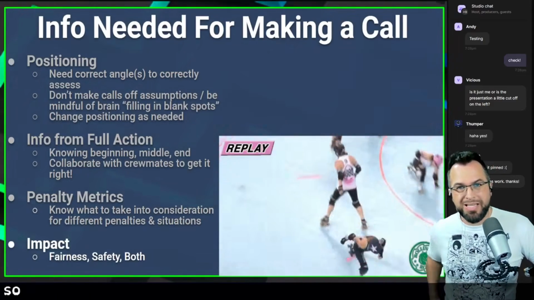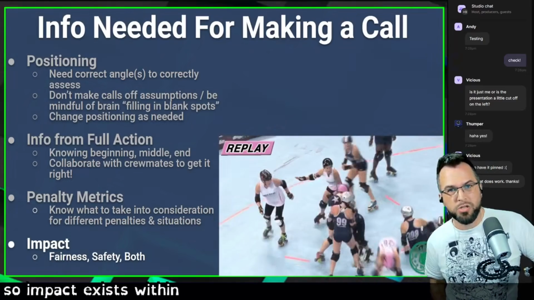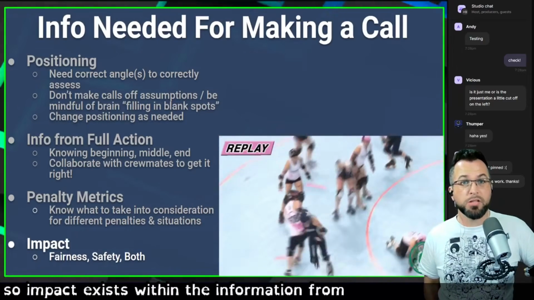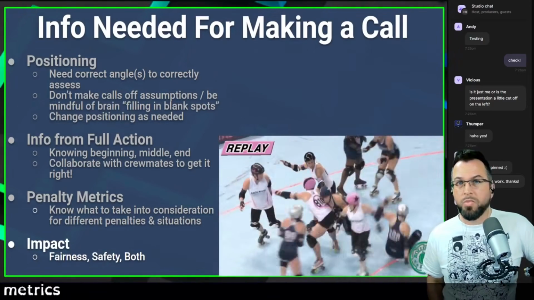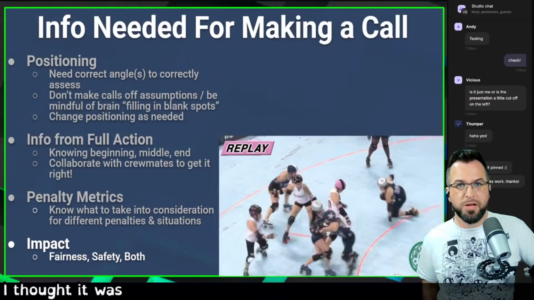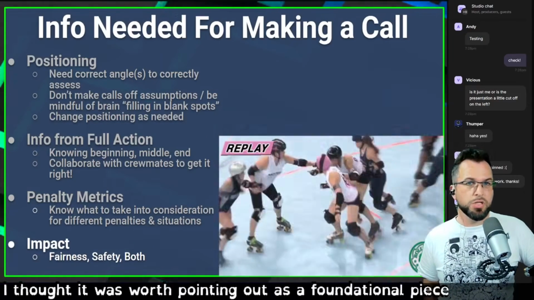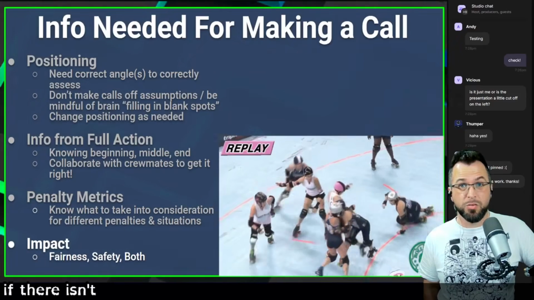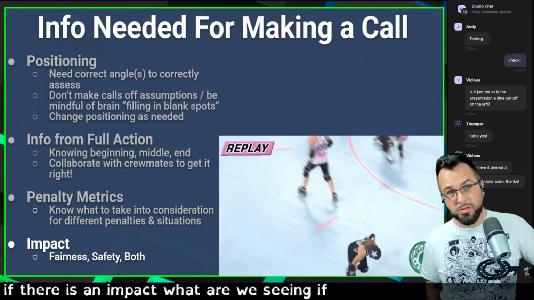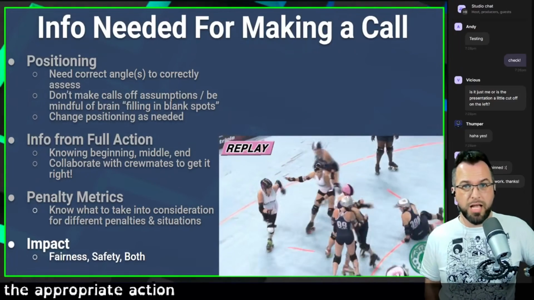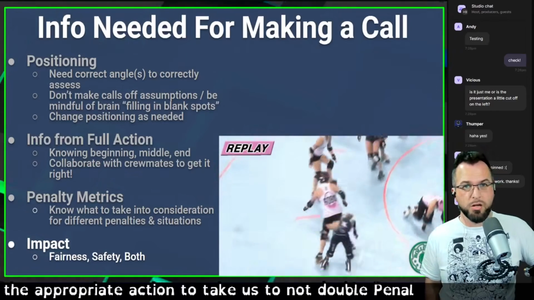So impact exists within the information from full action and penalty metrics. I felt it was worth pointing out as a foundational piece of this to consider. If there isn't impact, what are we seeing? If there is impact, what's the appropriate action to take as to not double penalize for a single action?